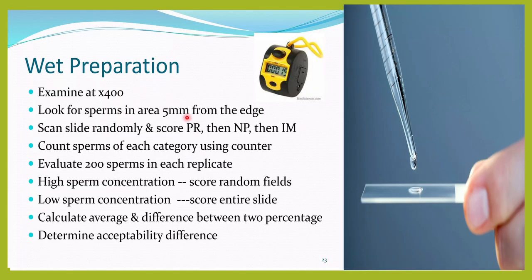When you do a wet preparation, you can examine it under 40x, and you avoid the edges. Whenever you are counting the sperms, you should use the counter. Evaluate at least 200 sperms in each replicate. If the sperm concentration is high, you can select random fields. If the sperm concentration is low, then you will have to screen the entire slide. You will have to calculate the average, and then find the difference between the two percentages, and according to the acceptability difference you will have to give the report.